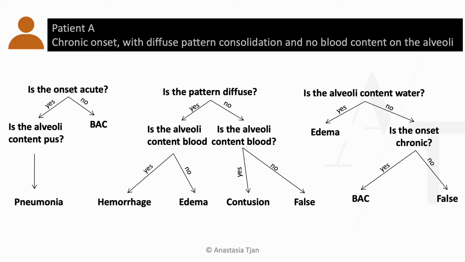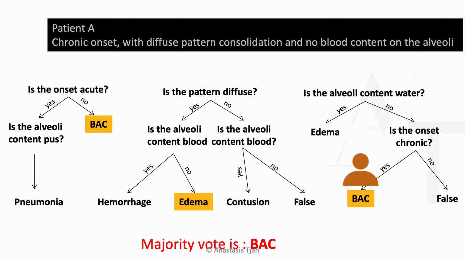For an example, patient A with chronic onset and the images show lobar consolidation pattern with cellular content in the alveoli. From the first tree, is the onset acute? No. Goes to bronchoalveolar carcinoma. From the second tree, is the pattern diffuse? Yes. The alveoli content is not blood, then edema. From the third tree, is the alveoli content water? No. And is the onset chronic? Yes. Then the majority vote from all trees is bronchoalveolar carcinoma.